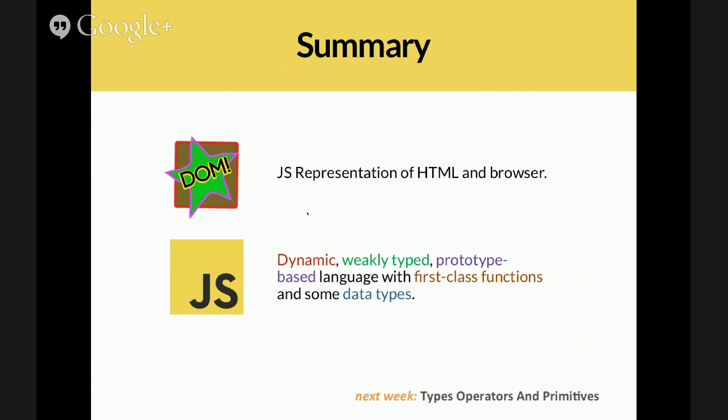Next week, we're going to talk about types, operators, and primitives. We're going to show what the equal sign actually does in JavaScript, what the dot operator does, and how data gets created in memory.